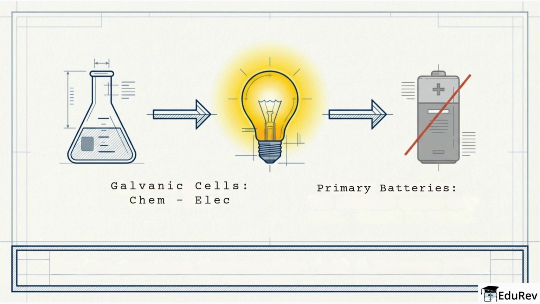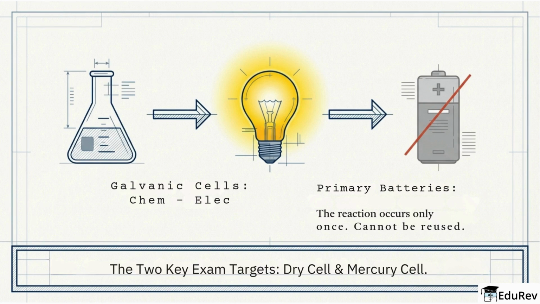Primary batteries are one-time use systems, so once the reaction runs out, they cannot be reused. The slide highlights two key exam targets, the dry cell and the mercury cell. Those are the two battery types you want to know cleanly for this chapter.